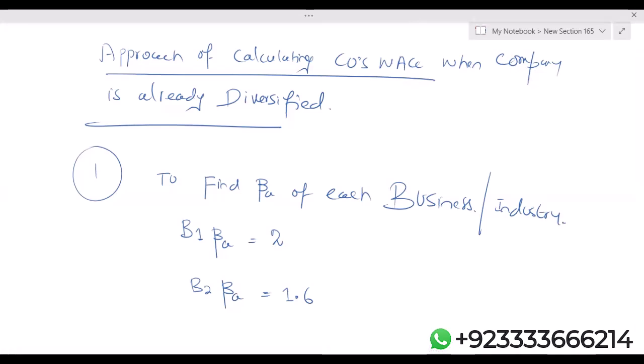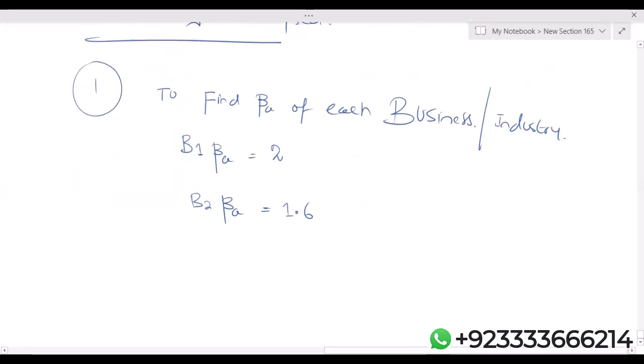But the main point is, whenever you come across a question where company is already diversified, you are calculating a company's WACC. So you have to focus on one point. Step one is to find beta asset of each industry, to find beta asset of each business. Let's say you have managed to calculate beta asset of each business. Now what to do? Step 2 is extremely important. Step 2 says calculate weighted average beta asset.